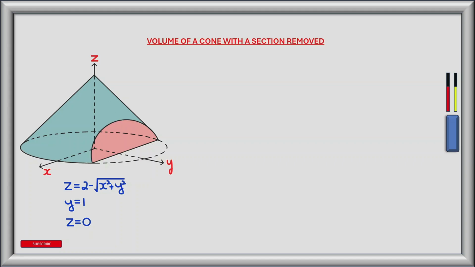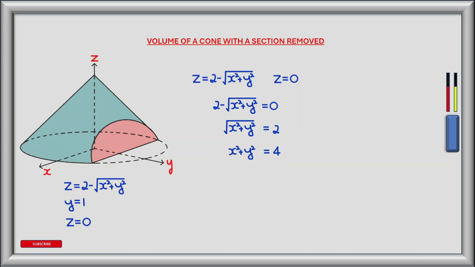Let's first define the circular region at the base of the cone. We can do this by equating the equation of the cone, so z equals 2 minus the square root of x squared plus y squared, with the xy plane, so z equals 0. We have both equations in terms of z, so we can equate the two. Equating the two equations gives 2 minus the square root of x squared plus y squared is equal to 0. And rearranging this gives the square root of x squared plus y squared is equal to 2. And squaring both sides of this equation gives x squared plus y squared is equal to 4.